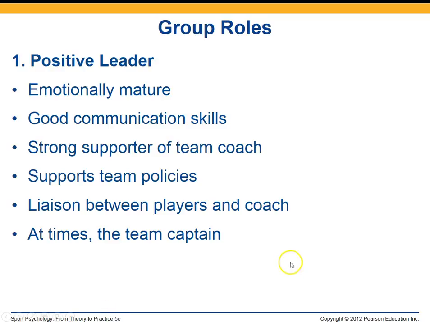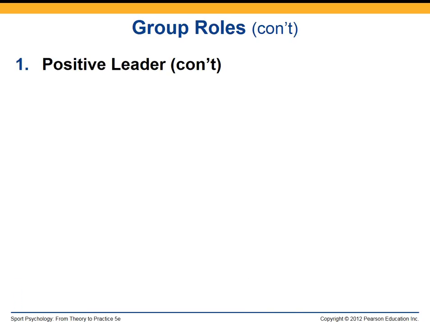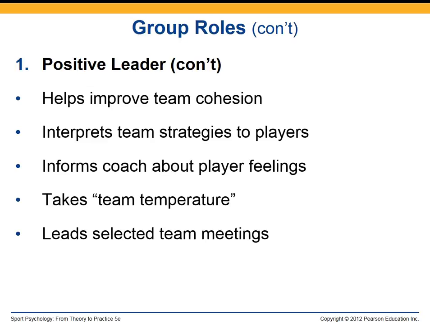So the first one we'll talk about is the positive leader. This is kind of the easiest role to imagine on a team. This is someone that's very emotionally mature. They have very good communication skills. They're a strong supporter of the team coach and the policies that are laid out for the individuals. Sometimes they can be the liaison between players and coach, and a lot of times this person is known as team captain. So typically a positive leader will be someone that helps improve team cohesion.